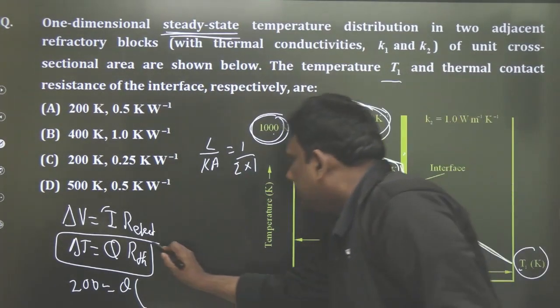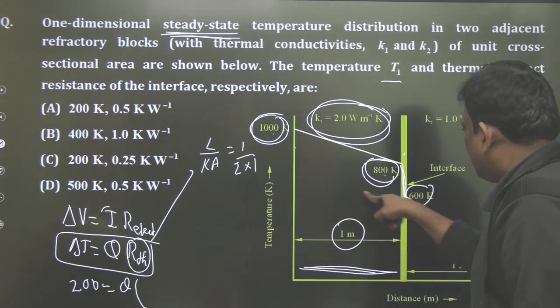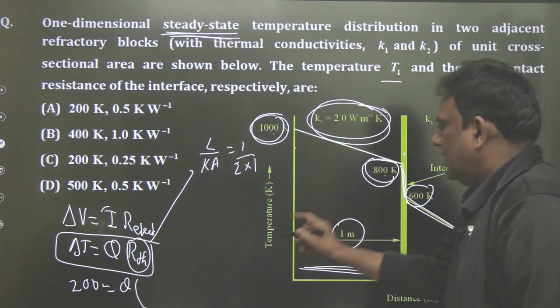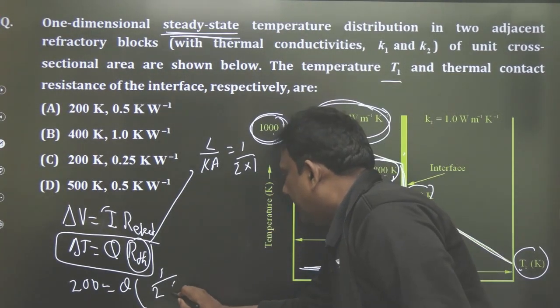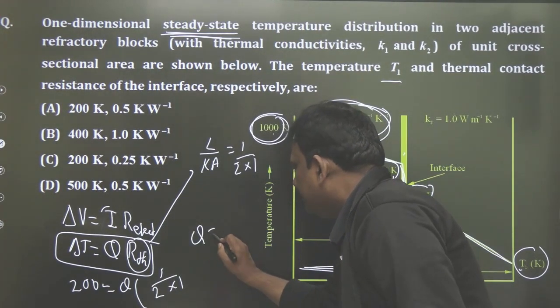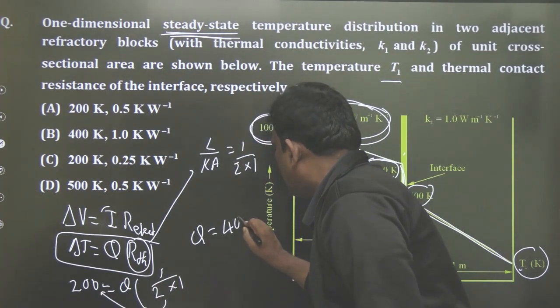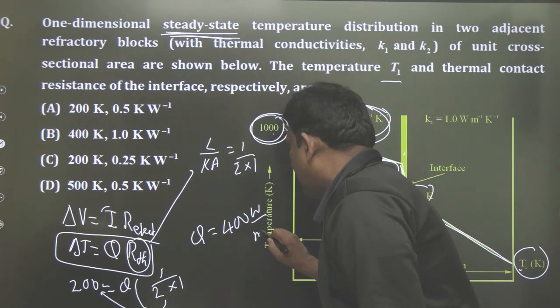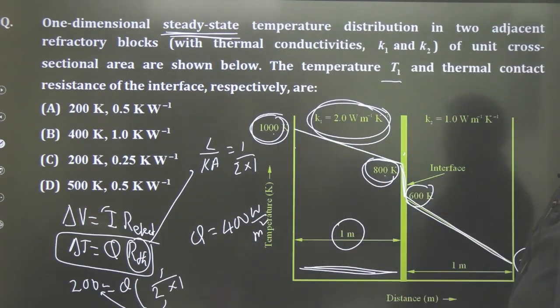So the thermal resistance is given by L by Ka. The thickness is 1 meter, K is 2, so L by K is 1 by 2, and area is 1. So when you calculate, you will get Q as 200 into 2, which is 400 watt. Of course, it is per meter square because we have calculated for 1 meter square area.